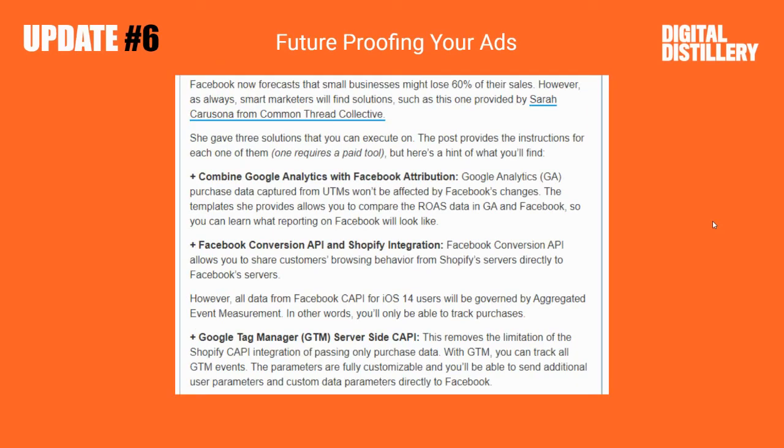And lastly, future-proofing your ads. So Facebook has released this number before. I'd seen this, I think, back in January, where they'd said small businesses might lose 60% of their sales. But here are some creative, smart solutions to just getting the data that you need from iPhone users to send back to Facebook to optimize your ads. So combining Google Analytics with Facebook attribution, Facebook Conversion API, remember that from a couple updates ago, with a Shopify integration, and Google Tag Manager server-side CAPI.